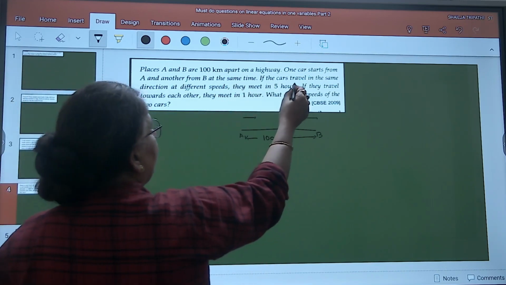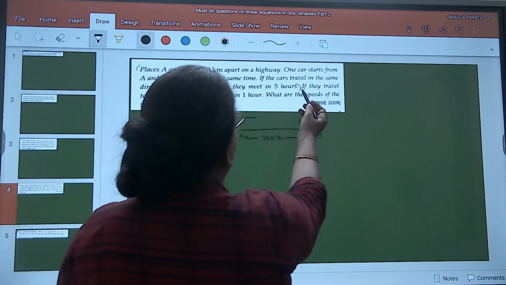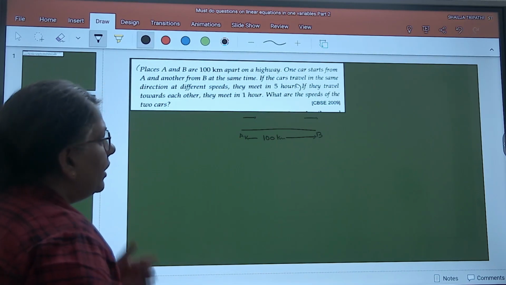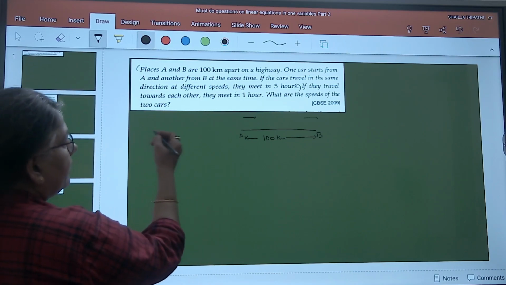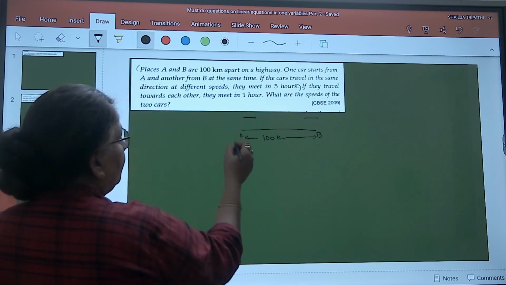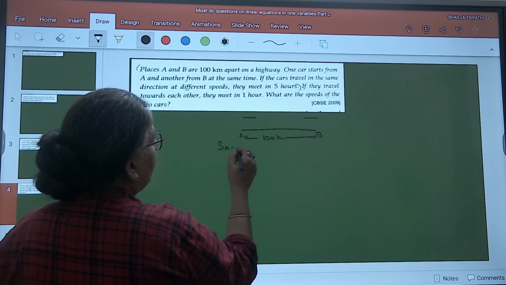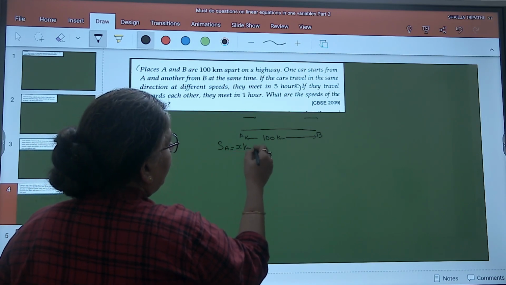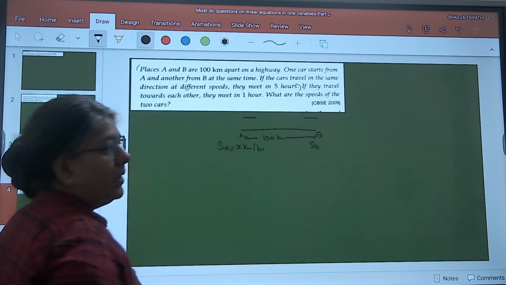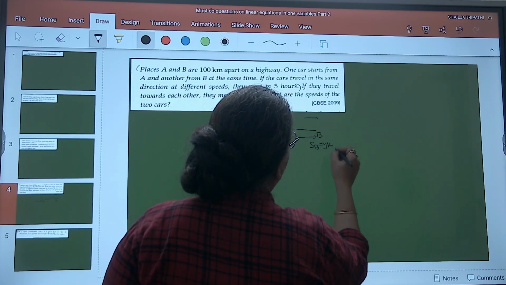So this much information will help us to form the first equation. If they travel towards each other, they meet in 1 hour. What are the speeds of the two cars? So let us assume that the speeds be x kilometers per hour and y kilometers per hour. For A, let the speed be x kilometers per hour. And for the car starting from point B, let the speed be y kilometers per hour.